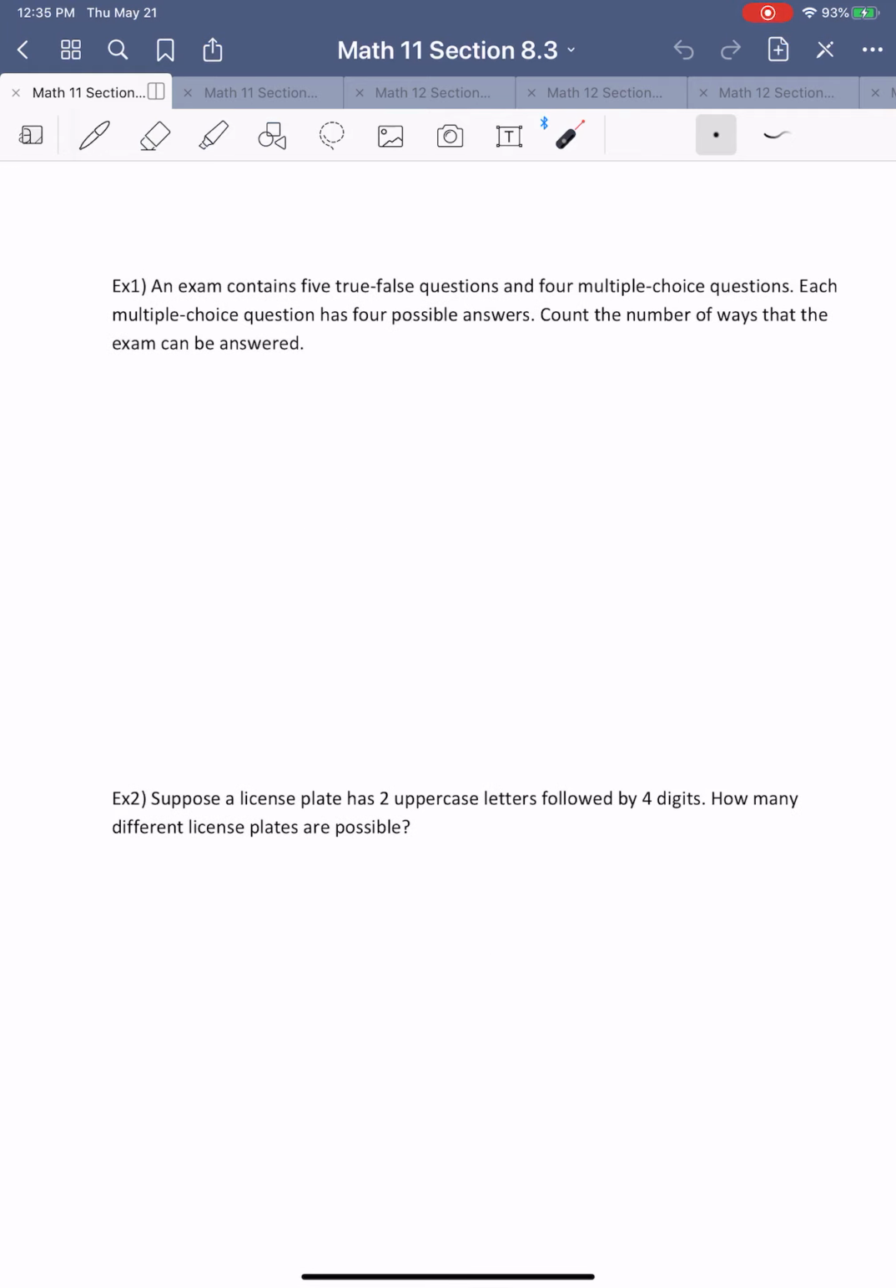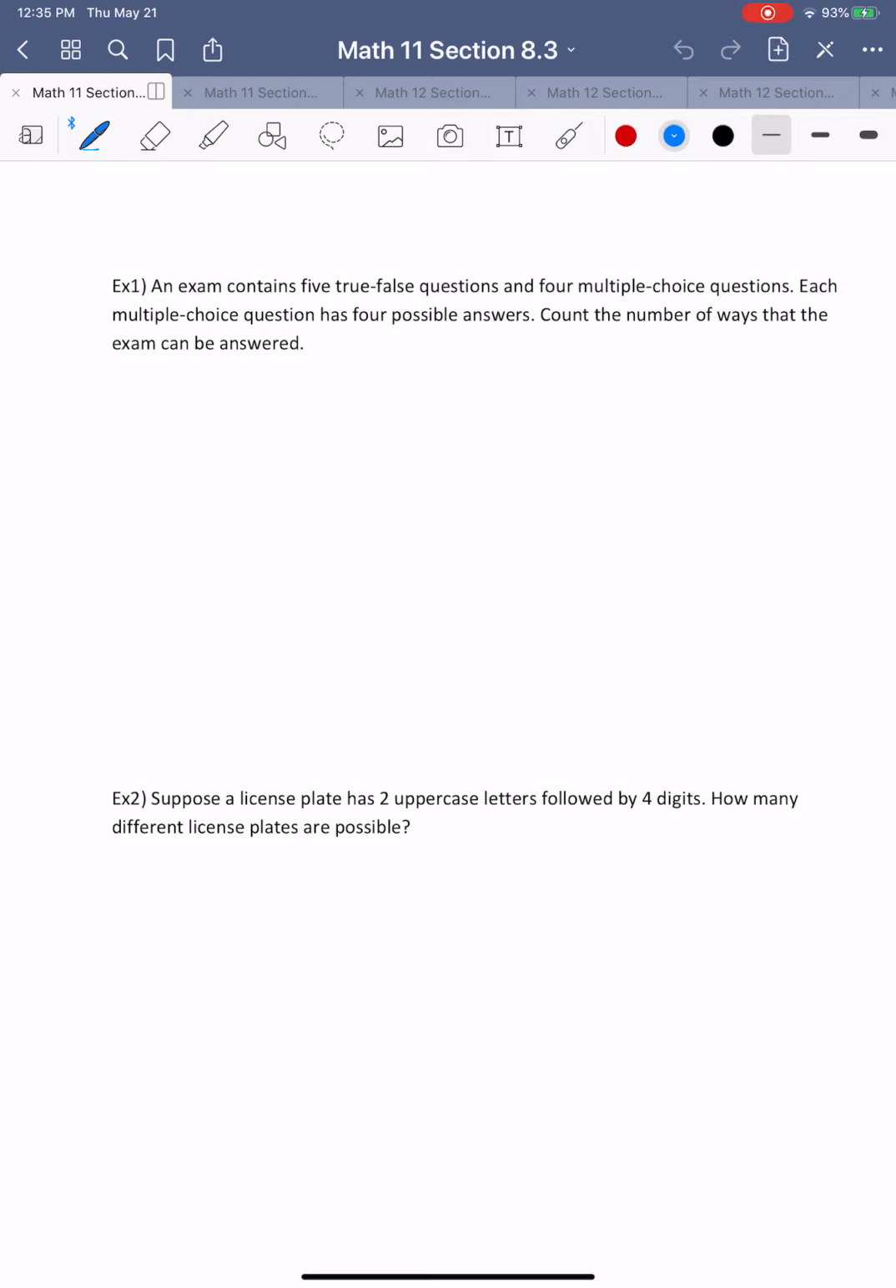All right, so let's take a look at the examples to see what we can do. The first problem: an exam contains 5 true-false questions and 4 multiple choice questions, and each multiple choice question has 4 possible answers. So which means there are 2 types of questions.